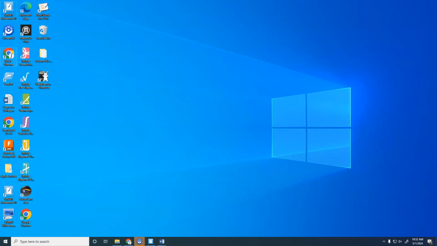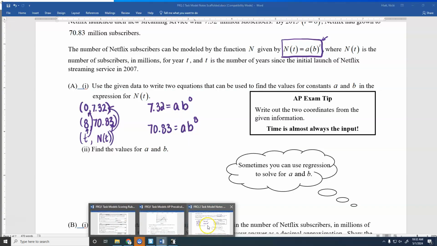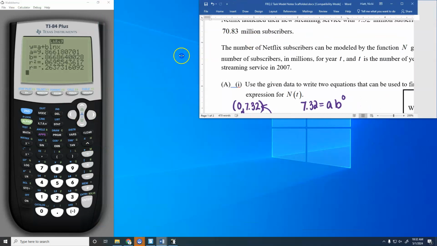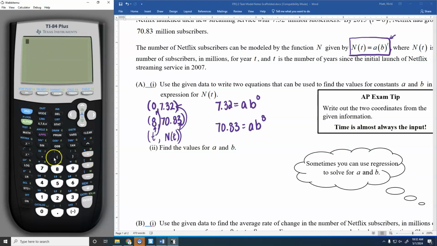So if we grab our calculators real quick, because number 2 is also calculator active. How do I put data into the calculator? Stat, edit, and I'm going to clear out whatever is here. Clear, enter, or just delete all of those. Just don't delete L1 and L2. And then I'm going to put in 0 and 8 and 7.32, 70.83. Just make sure you got your numbers in there correctly. Now how do I do the regression?